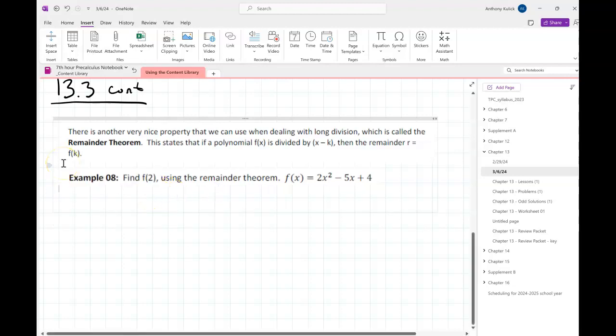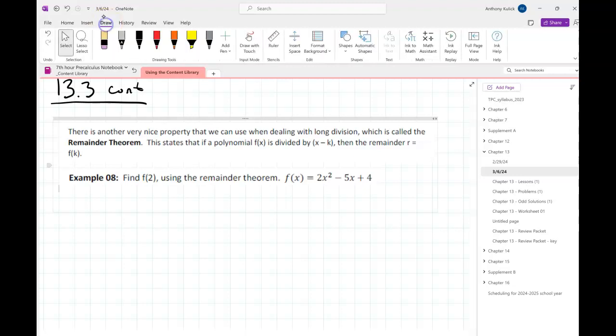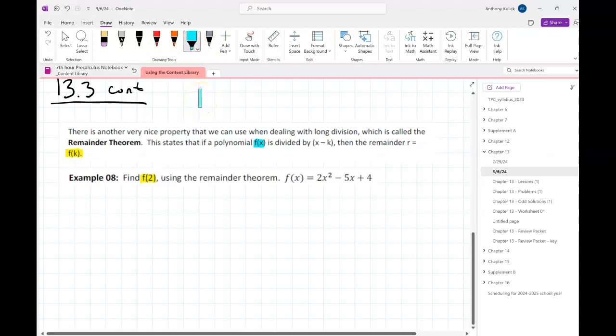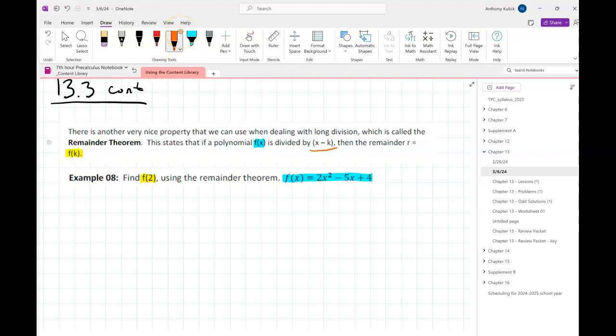This example says find f of 2 using the remainder theorem. So f of 2 is like my f of k, and my f of x is this 2x squared minus 5x plus 4. So what I need then is an x minus k. For this problem, my x minus k is x minus, what's k? 2. Good job, Lexi.